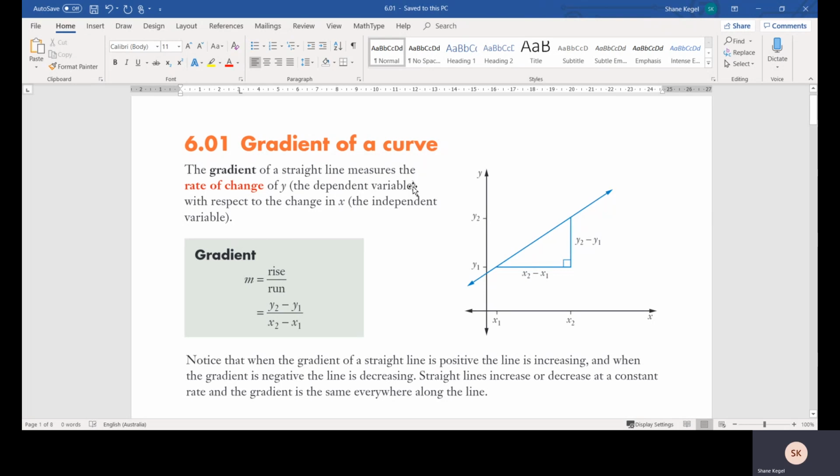And when gradient is negative, the line is decreasing, so it'll be going down as we move towards the right. So straight lines increase or decrease at a constant rate, and the gradient is the same everywhere on this line. So it doesn't matter what 2 points we would pick on this line to determine the gradient, we would always get the same number.